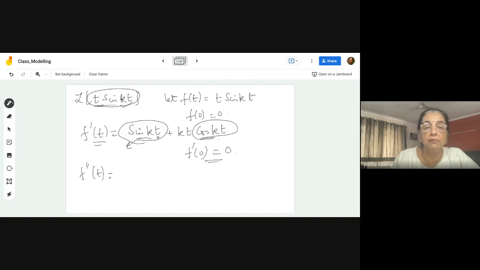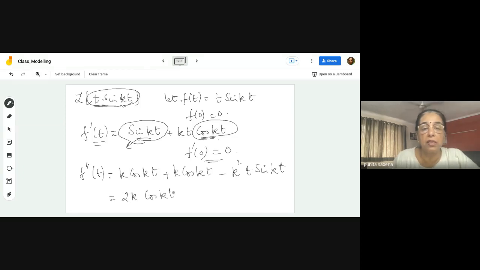F double dash t will be k cos kt. Not a big deal because there is no t with cos kt, right? The second term will be plus k cos kt minus k square t sine kt. Am I right? So which is nothing but 2k cos kt minus k square t sine kt. Now I've got what I wanted.